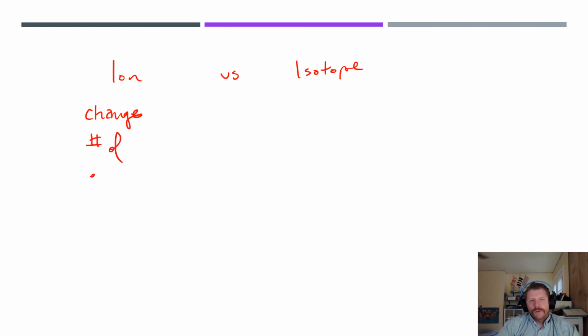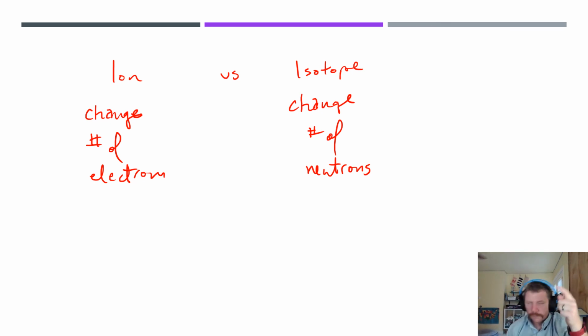the number of electrons. And an isotope, you change the number of neutrons. So there are 3 subatomic particles: electrons, protons, and neutrons. You do not change the number of protons. If you change the number of protons, you're talking about a different element. So you can have an ion and an isotope of the same element. If you change the number of protons, though, you're talking about a different element. So keep that in mind. All right, I hope this is helpful, and we'll keep going with this information. Bye.